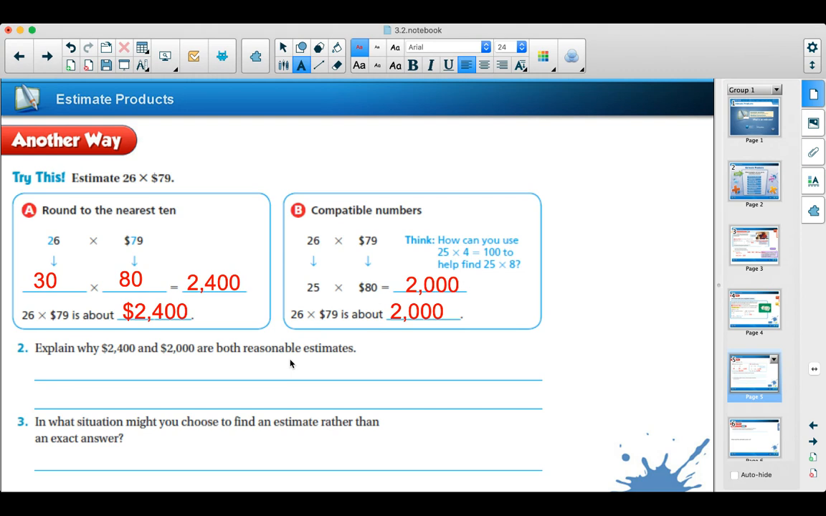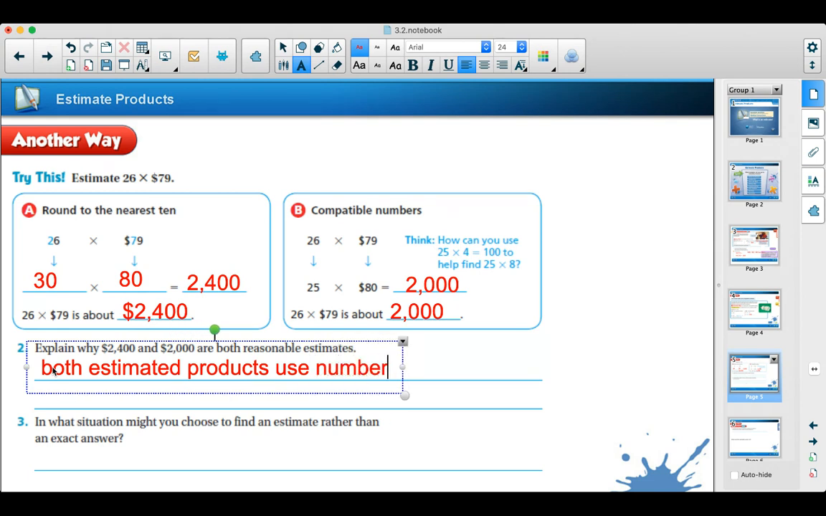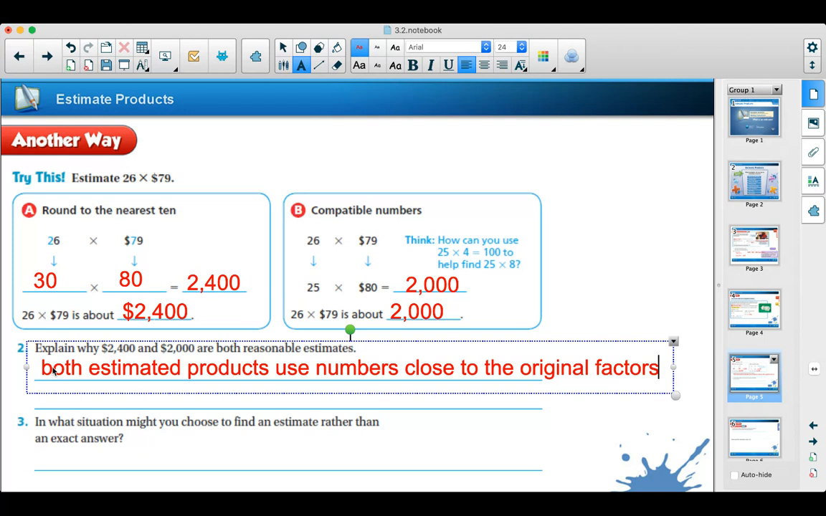Okay, let's go on to explain why $2,400 and $2,000 are both reasonable estimates. They're both reasonable estimates because both estimated products use numbers close to the original factors. Therefore, both of these estimates are reasonable.